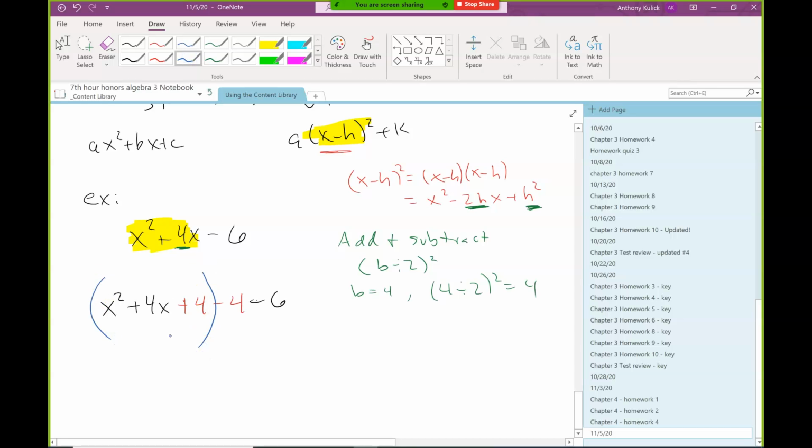This piece now factors. And in fact, it's going to factor because it's exactly this. So it's always going to factor the same way. It's always going to factor to x plus b over 2 squared. And then I just have the stuff on the outside to combine.